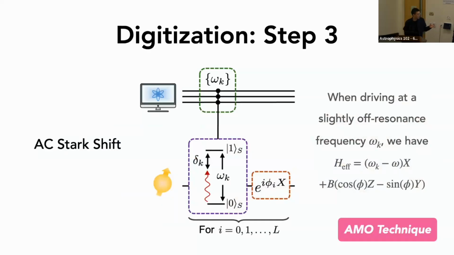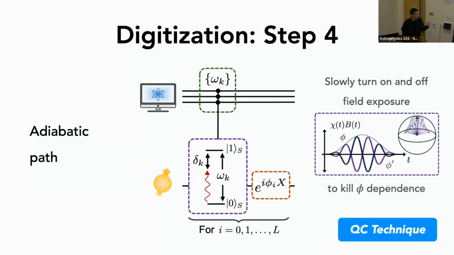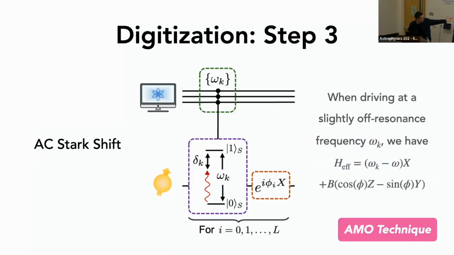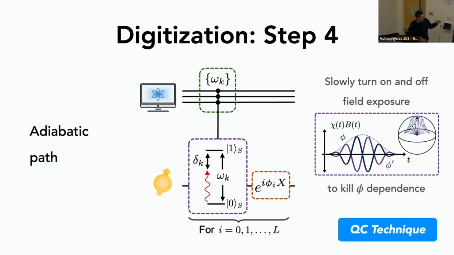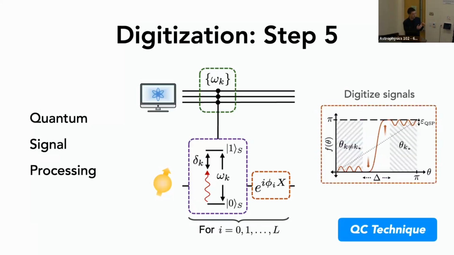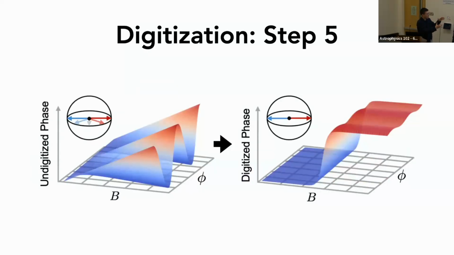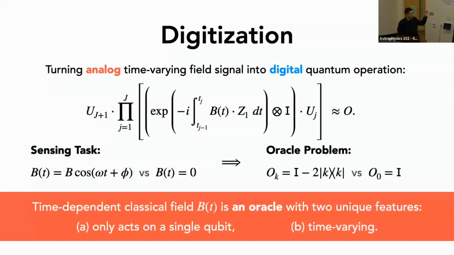So in order to do that, we combine some AMO techniques like the AC Stark shift to engineer the Hamiltonian. And then we also utilize some adiabatic quantum computing technique in order to slowly turn things on. Once we combine the AC Stark shift and the adiabatic path, we can kill the phi dependence. And finally, we utilize quantum signal processing to map it into this step-function-like procedure. So essentially, together all of that turns the analog time-varying signal into a digitized quantum operation. It's a very quick thing that I go through, but happy to talk about it in more detail.